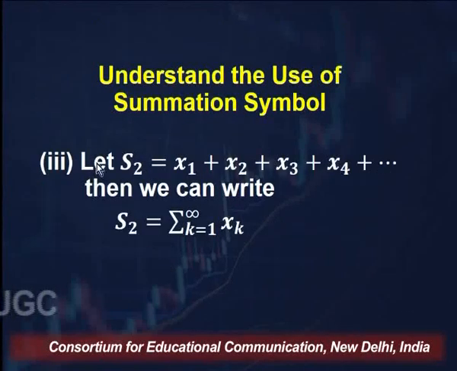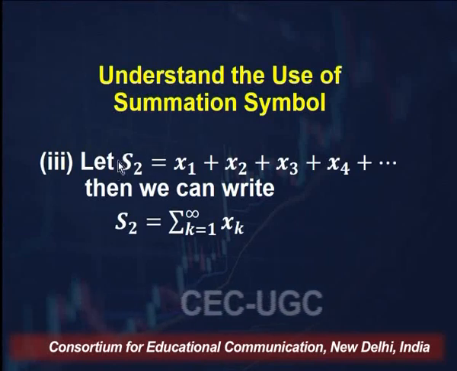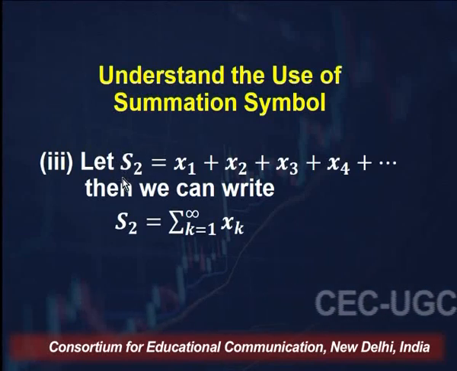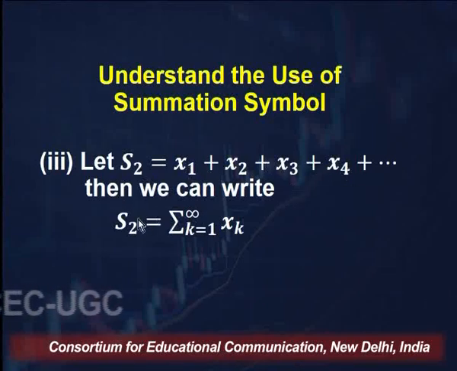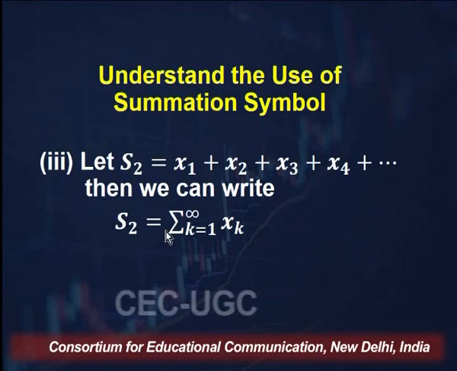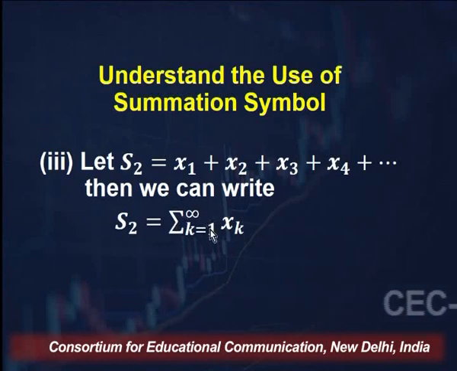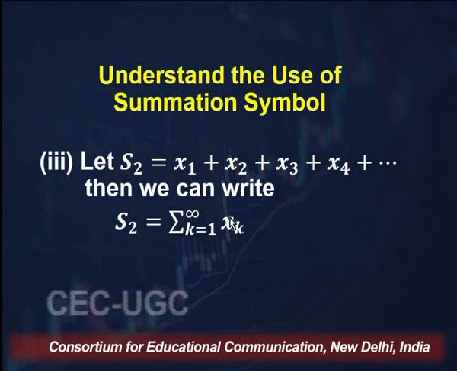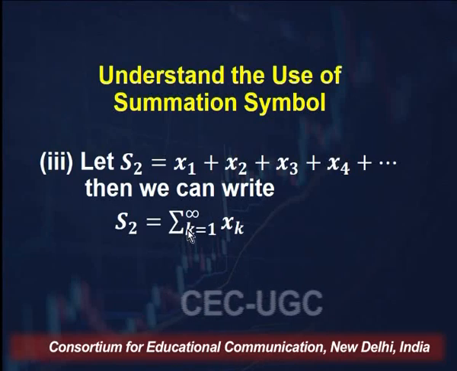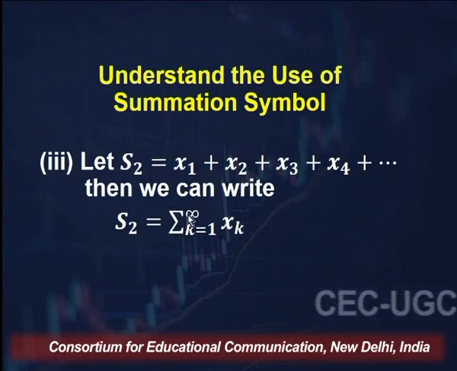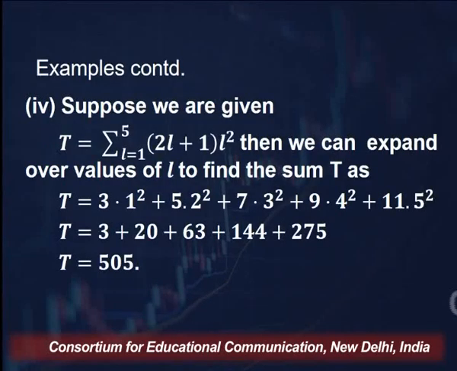Similarly, another example. As I said, we don't need to have a finite sum, we can have an infinite sum also. So, let S2 be equal to x1 plus x2 plus x3 plus x4 and so on. Then we can write S2 as equal to summation k equal to 1 to infinity of xk. So, here what it means is I have looked at the kth term which is xk, and then my sum is going from k equal to 1 to infinity, that means it is an infinite sum. Similarly, let us take one more example.